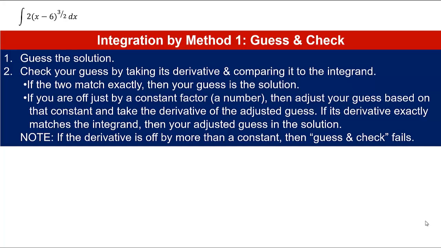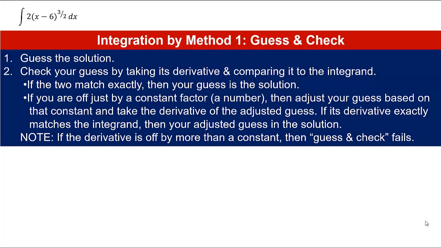If it matches exactly, then your guess is the answer. If it's off by a constant factor, just a numerical value, you can adjust that in your guess, we'll call that the adjusted guess, by using the reciprocal of what you're off by. Then check that solution by taking its derivative, making sure it matches the original integrand. If it does, then that's the answer. If you cannot get a match within a constant, just a numerical value, then guess and check doesn't work.